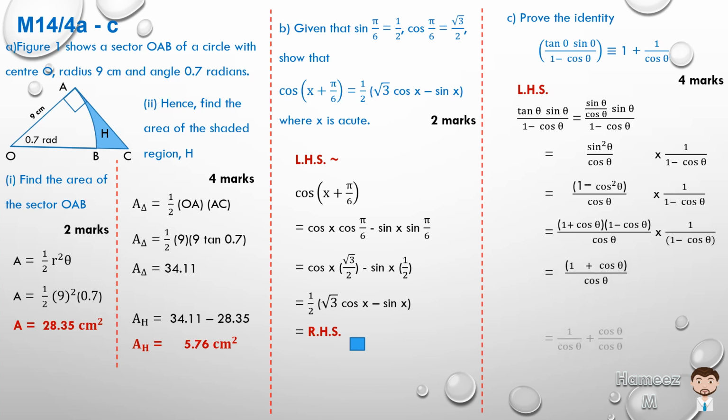And we can separate it, so it will give us 1 over cos theta plus cos theta over cos theta, which is 1 over cos theta plus 1, which is equal to our right hand side. So we have proven our trigonometric identity.